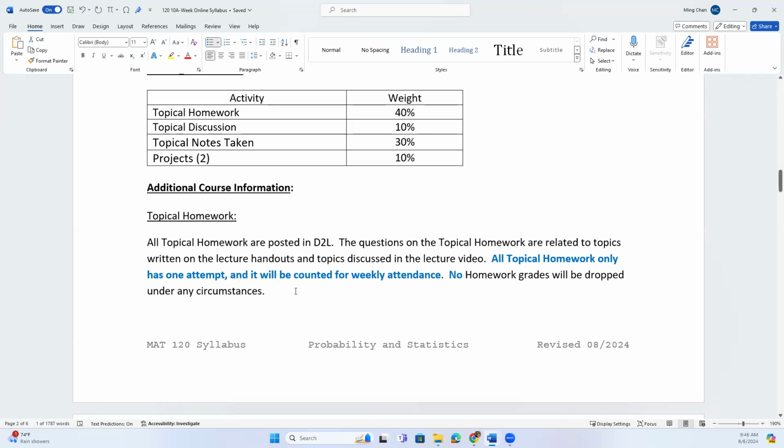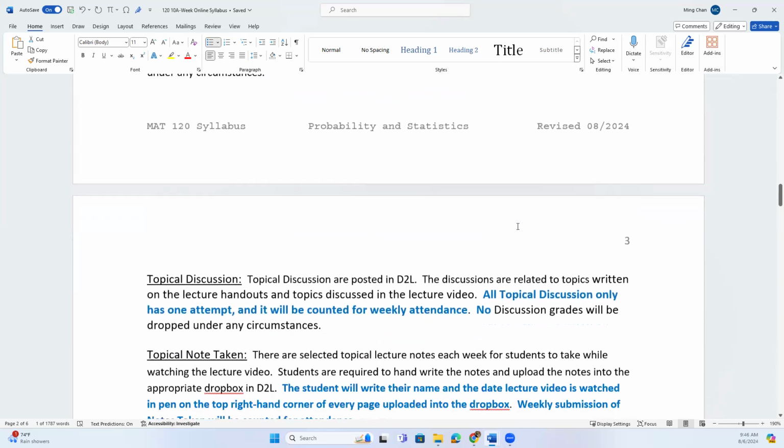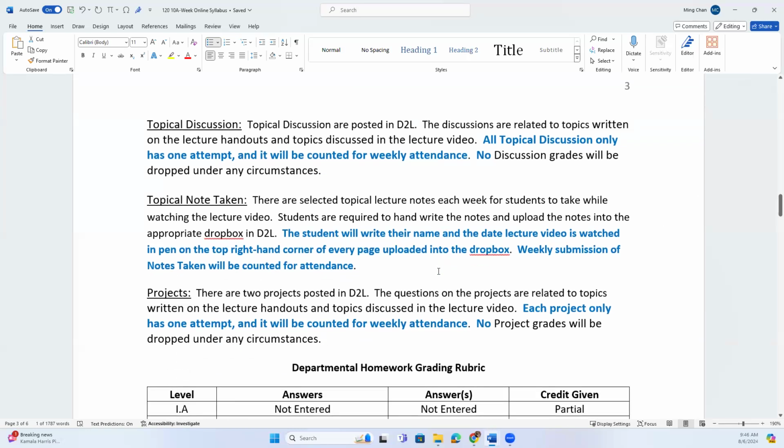All the topical homework only has one attempt. It will be counted for your weekly attendance. And I do not drop any homework grade. Discussions are related to the topic written on the handouts and then discussed in the lecture videos. So again, for all the discussions you only get one attempt, and they'll be counted for weekly attendance.